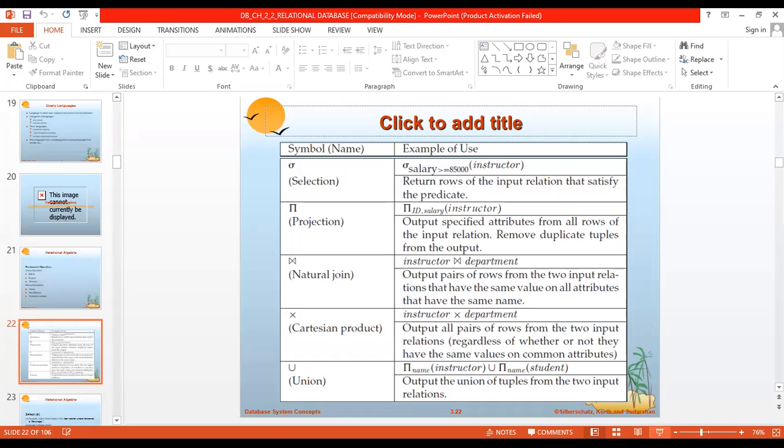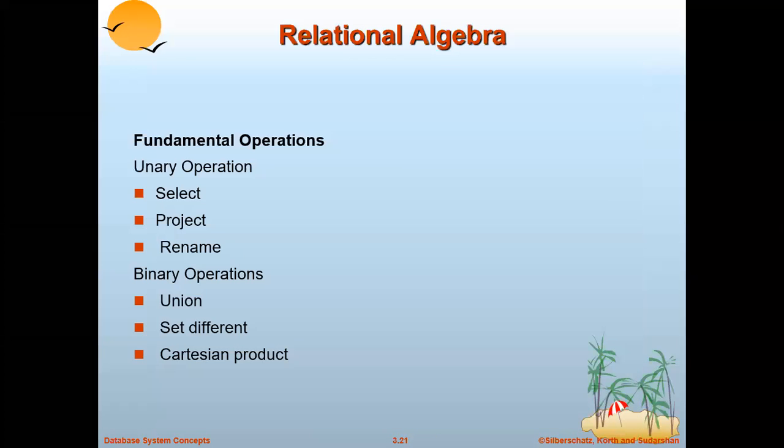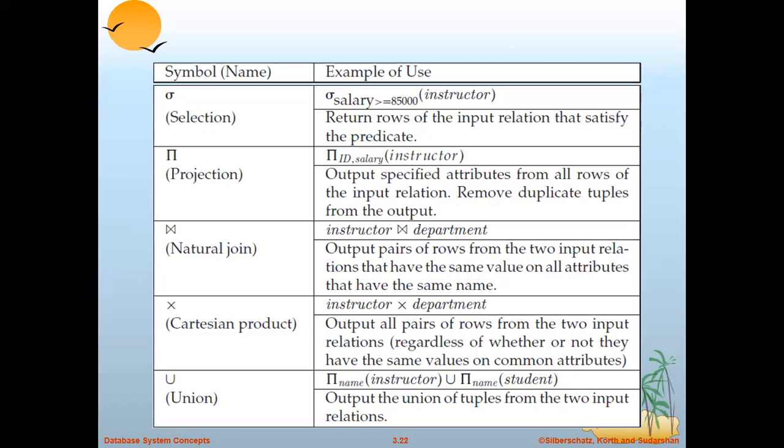We have seen last time the fundamental relational algebra operations, unary operations and binary operations. Select, project, and rename are unary relational algebra operations. Union, set difference, and Cartesian product are relational algebra binary operations.